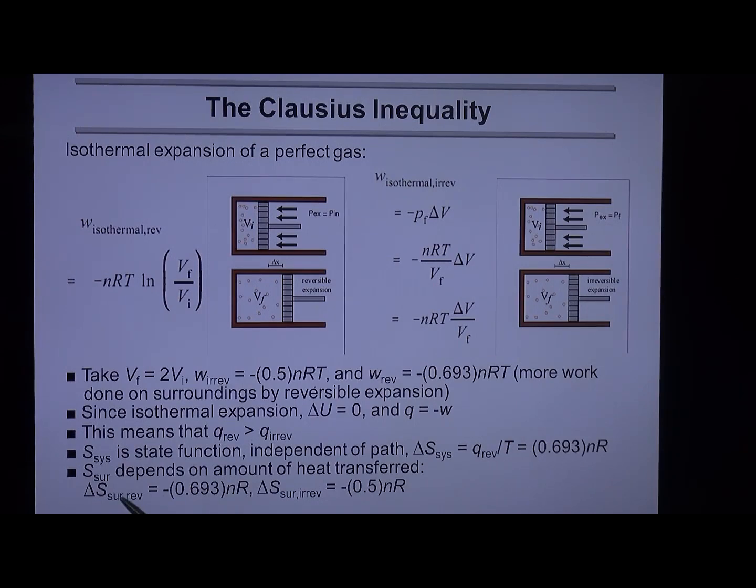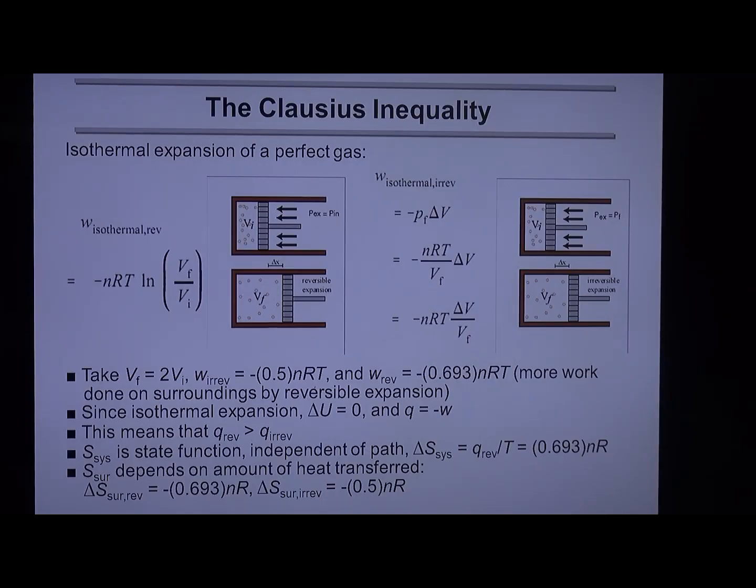But delta S surroundings are different. Because for the calculation of the entropy change for the surroundings, remember, all we need to know is the amount of heat and the temperature, right? So for reversible expansion, delta S surroundings should be minus 0.63 nR, because this amount of heat is transferred from the surroundings to the system. On the other hand, delta S for the irreversible process for the surroundings is minus 0.5 nR.